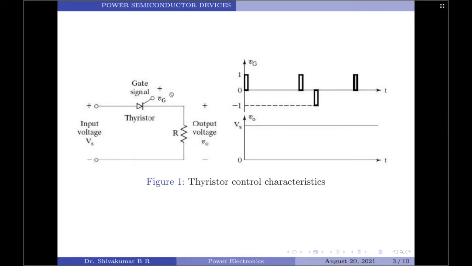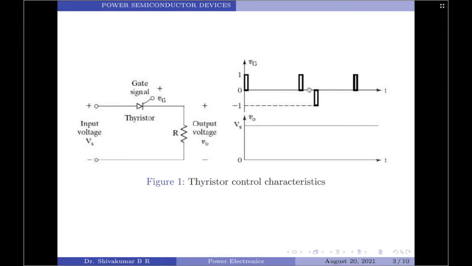The figure here shows a simple circuit where the thyristor is connected in series with a resistive load. The input is a DC source with a value of Vs. When the gate voltage is applied to the gate to cathode terminals in terms of pulses as shown in the diagram here, the thyristor will turn on and latch to the on state at the very instant of the very first positive gate pulse given.